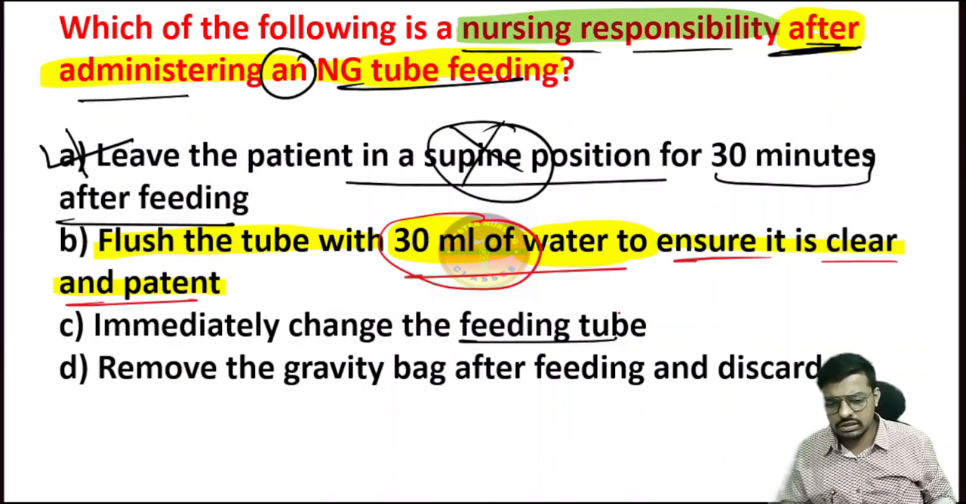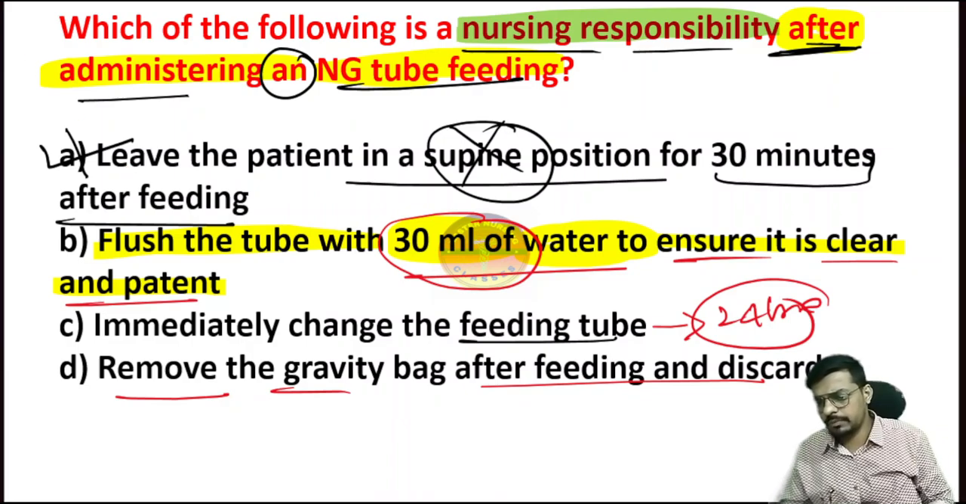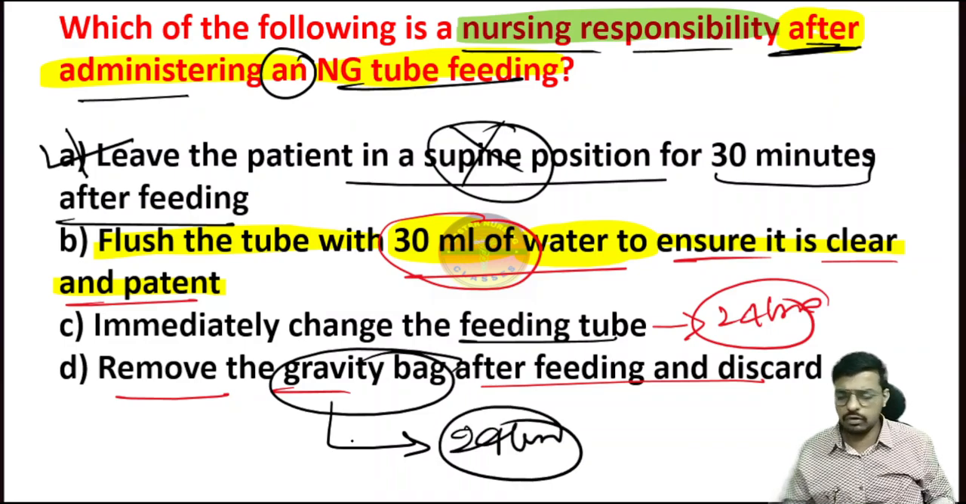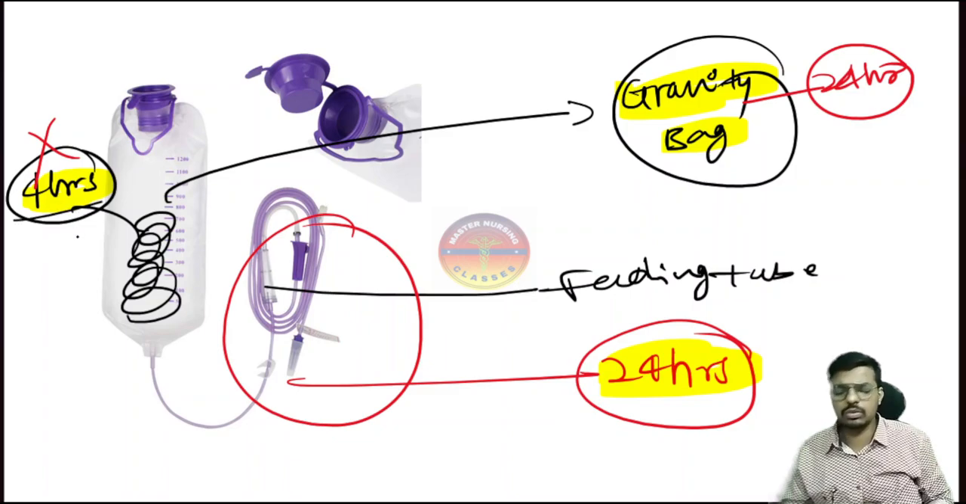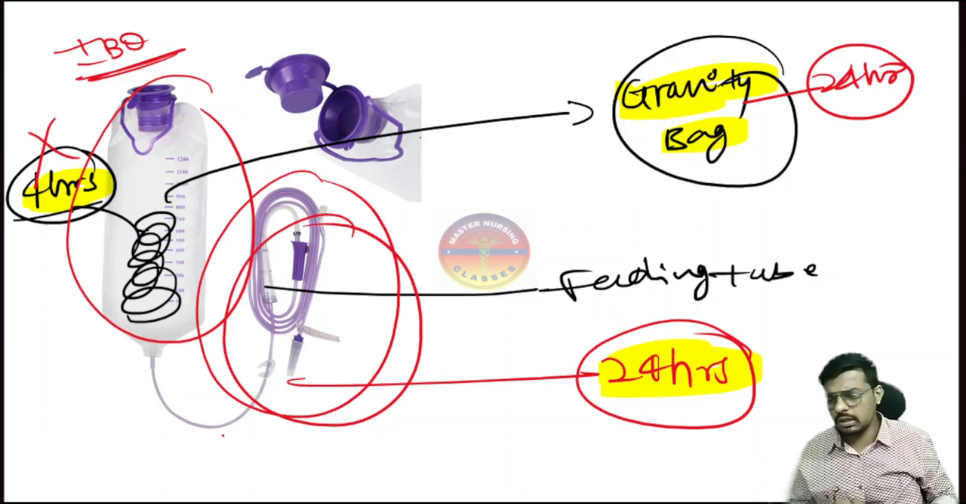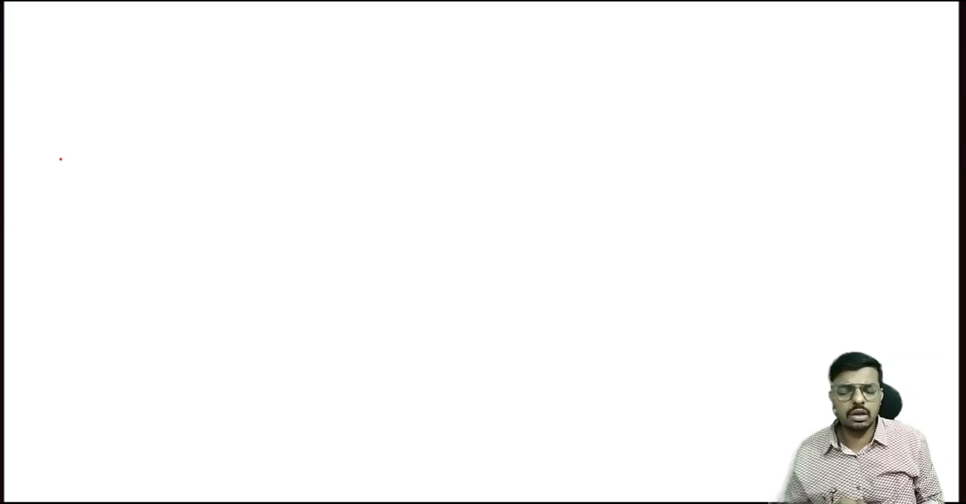Immediately changing the tube is not necessary. Once you are using the feeding tube, use it for 24 hours. And removing the gravity bag after feeding and discarding it? No. The gravity bag can also be used for 24 hours. Only the food we have prepared can be used within 4 hours. That is very, very important. Image based questions may come from here, that is the gravity bag and feeding tube, and this time duration of usability. This will be repeatedly asked in your exams, and there is a chance of it coming in your next exam also.